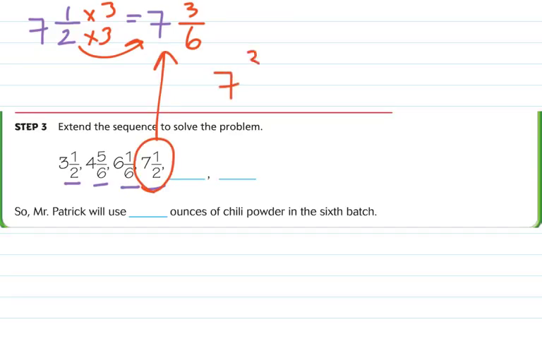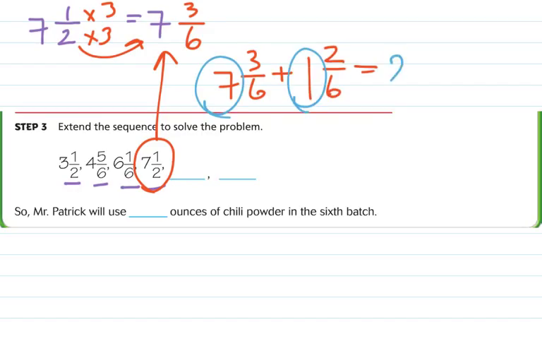And we know the rule is to add 1 and 2/6. So we add our whole numbers. 7 plus 1 is 8. 3 plus 2 is 5/6. So the next term would be 8 and 5/6.